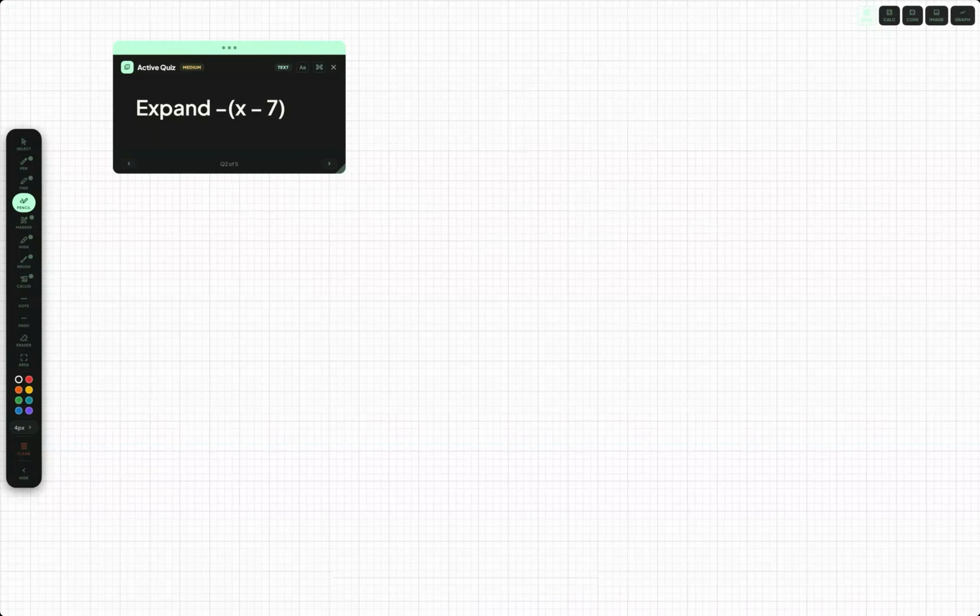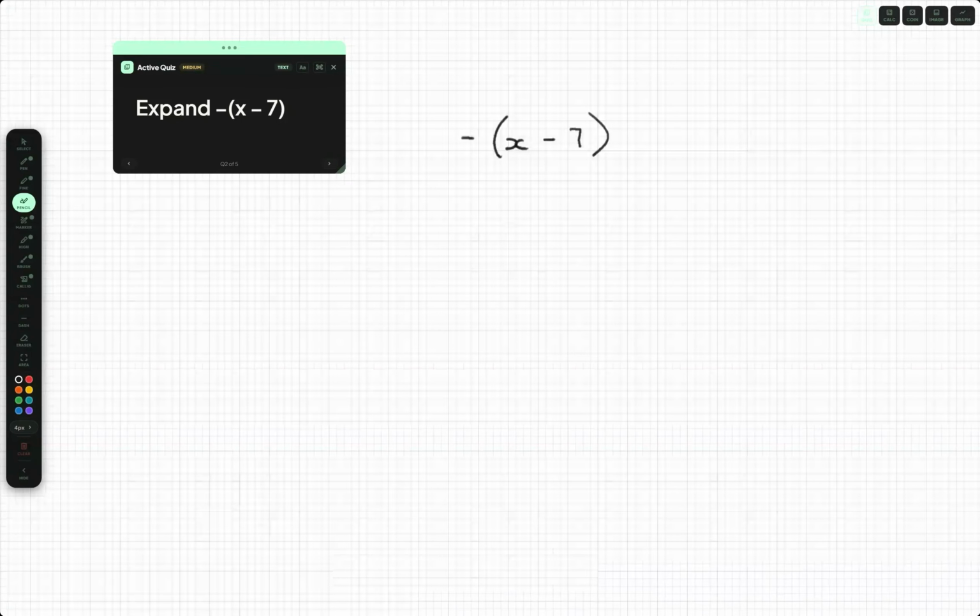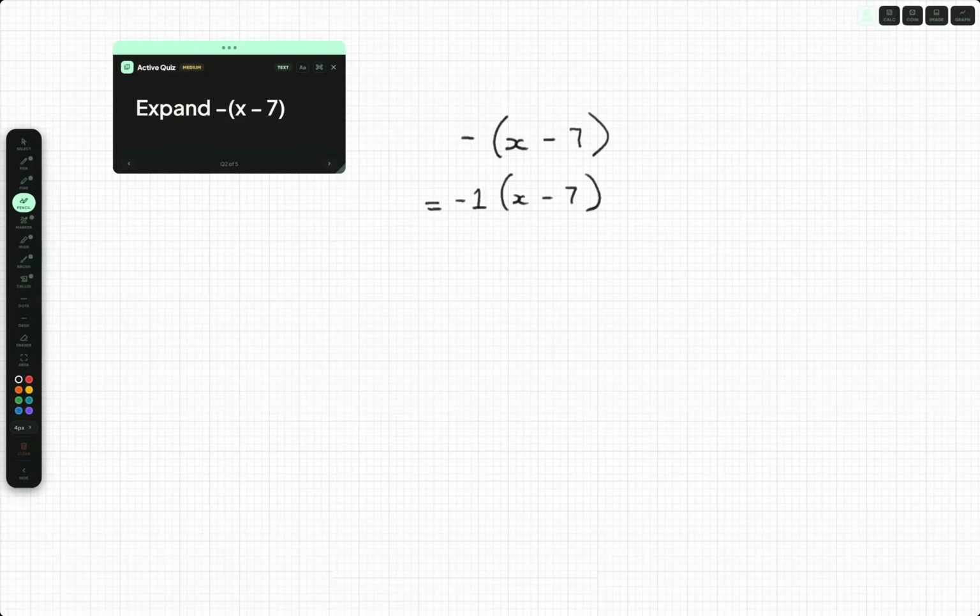All right, let's look at the next one. This one, negative bracket x minus 7. It might look like there's nothing here at the front, but a negative sign at the front of a bracket before expansion actually means minus 1. So we're still distributing that negative 1 over the two terms. Just remember that hidden there is not only multiplication but also a 1.